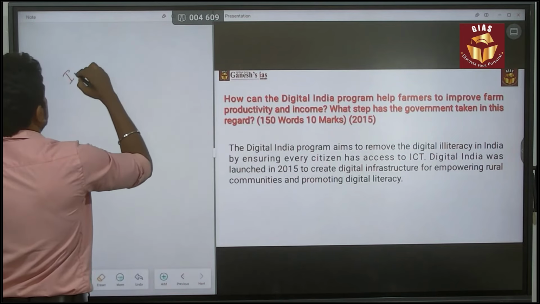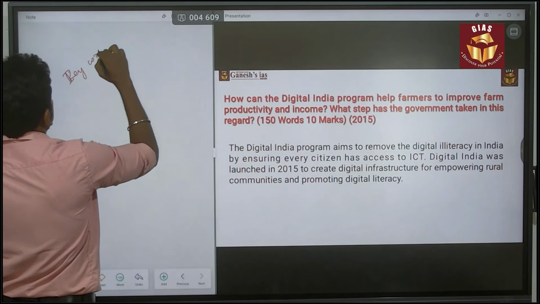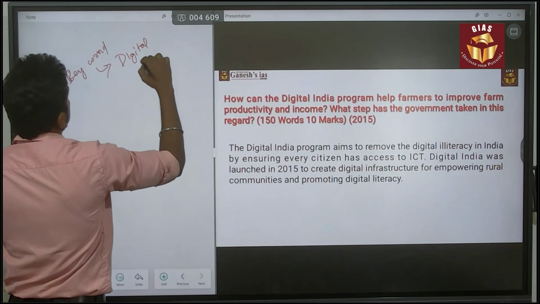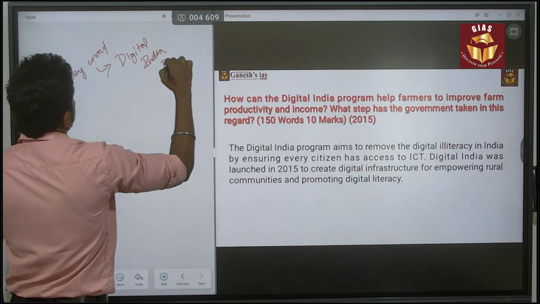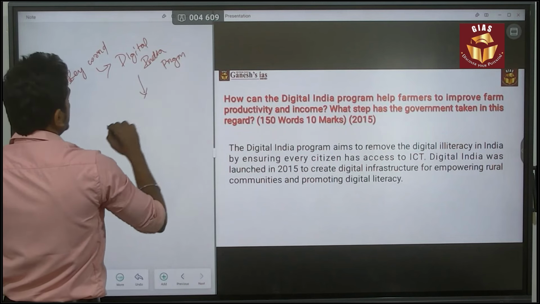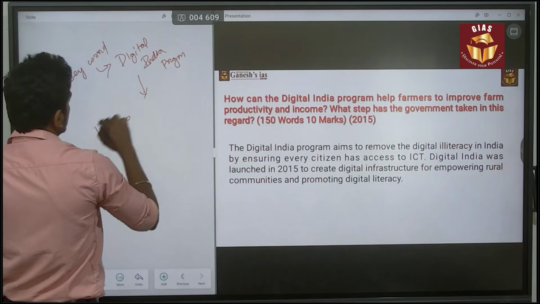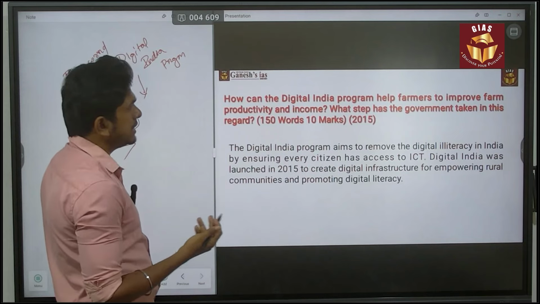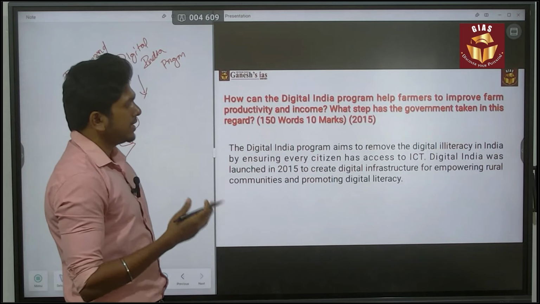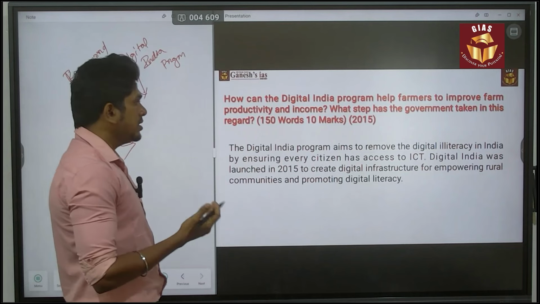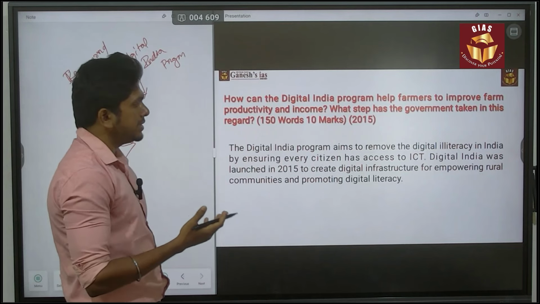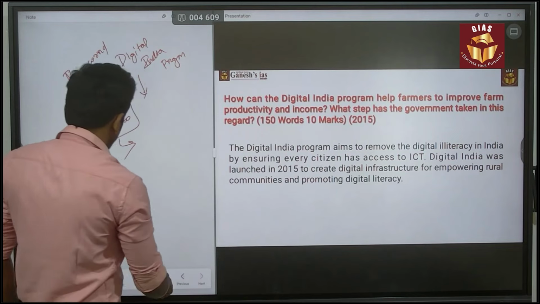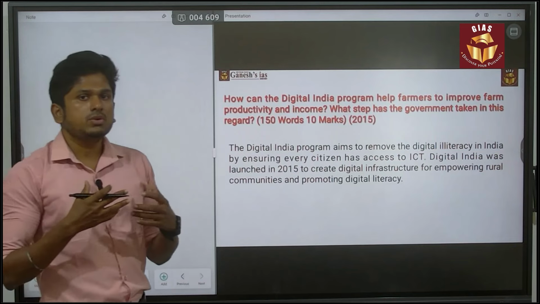So here the keyword is Digital India program. Based on the keyword, you have to give the intro. The intro can be: the Digital India program is aimed at removing digital illiteracy in India by ensuring every citizen has access to ICT. Digital India was launched in 2015 to create a digital infrastructure for empowering communities and promoting digital literacy. So this is the intro you can give.